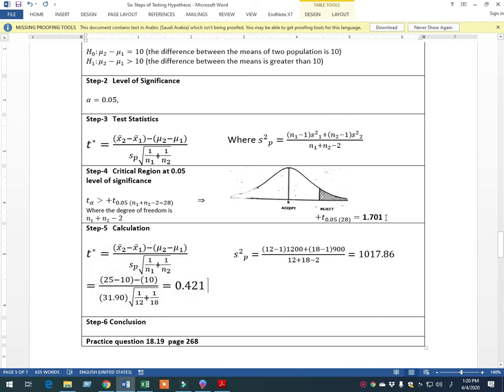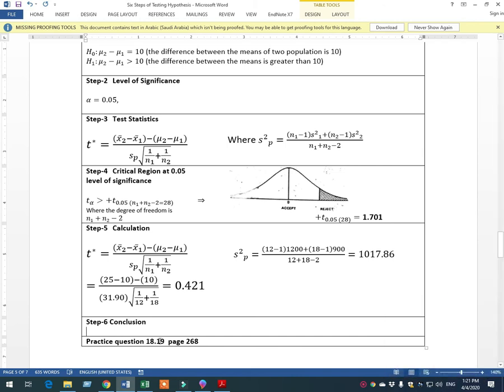So guys, here we have the T value of the table distribution, and the estimated T value is 0.421. Now we just have to make the conclusion, and it's very simple to understand that 0.421 is not more than 1.701. It means that this 0.421 is lying in the area of less than this limit. So obviously we cannot reject the null hypothesis. So all this we have to write here.